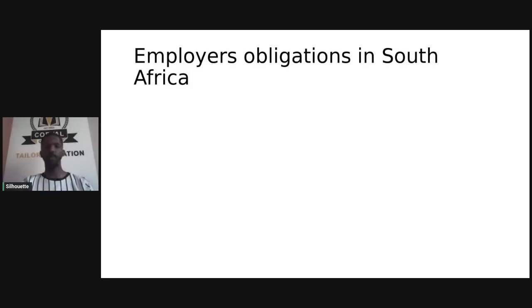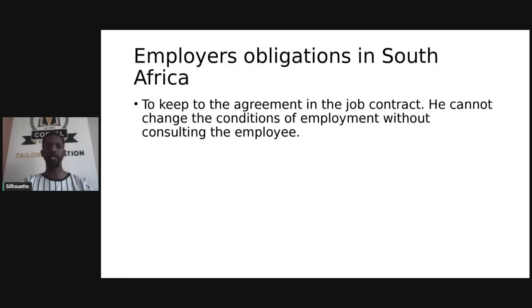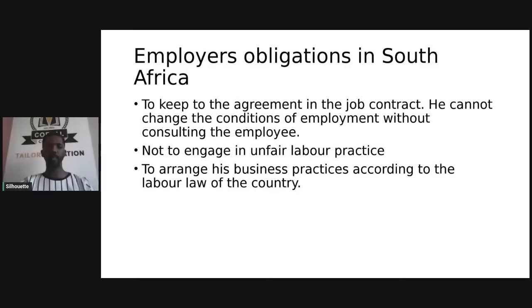And then they too also have obligations or responsibilities that they must adhere to. The first one is to keep to the agreement of the job contract. You cannot change the conditions of employment without consulting or informing the employee. And then they cannot engage in unfair labor practices. They have to arrange their business according to the labor law of the country. So they must adhere to all the regulations in terms of the laws that are guiding businesses in South Africa.